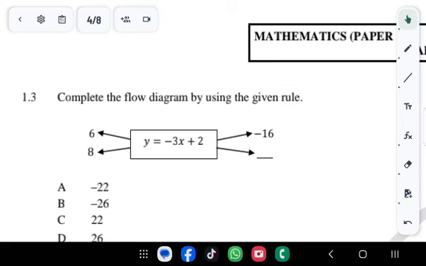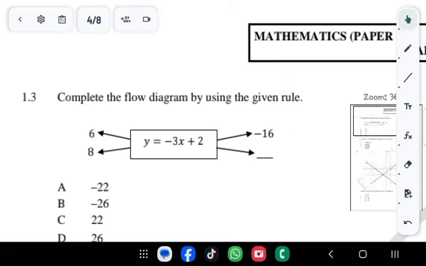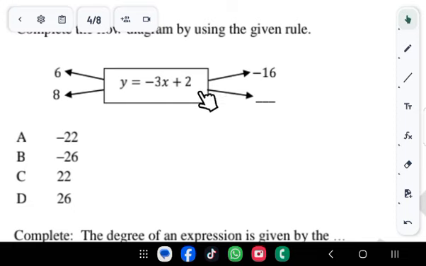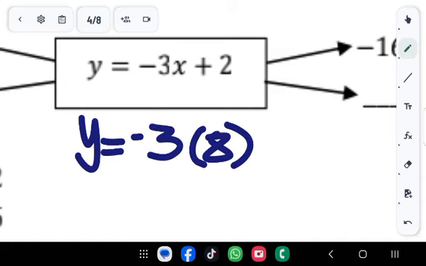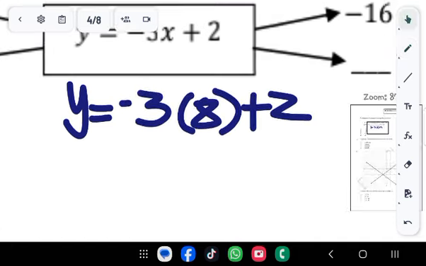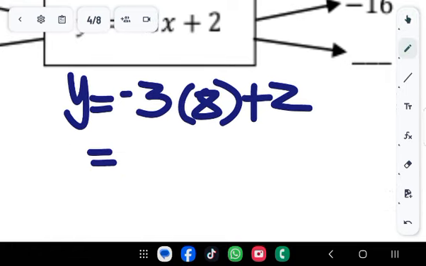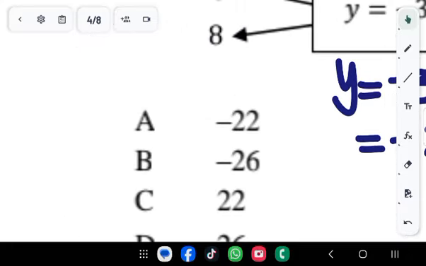In the next question we'll say, complete the flow diagram by using the given rule. The rule says you've got the input values, and then you've got y equals -3x plus 2, and you get the output values. Now if the input is 8, you simply substitute 8 where you have x. Take out a calculator and go -3 times (8) plus 2, and equals, that gives us -22. So our answer here is the one that has -22, and that answer is option A.